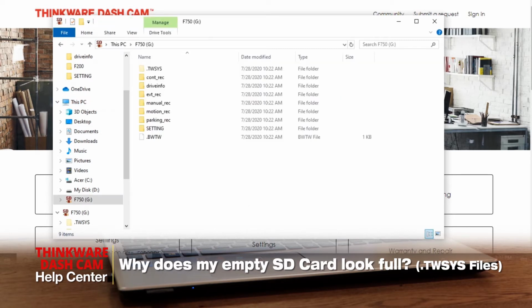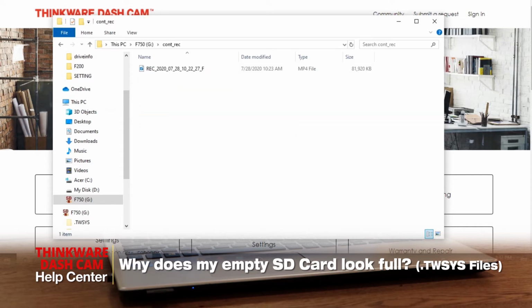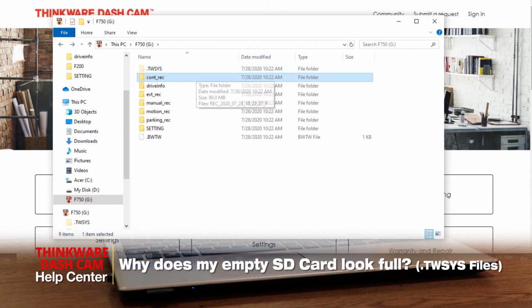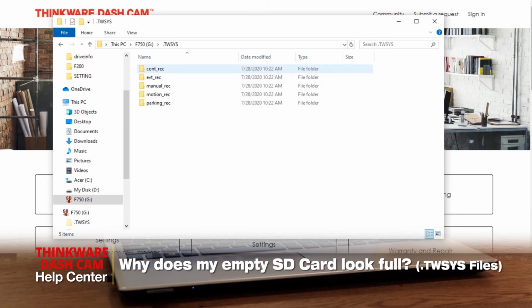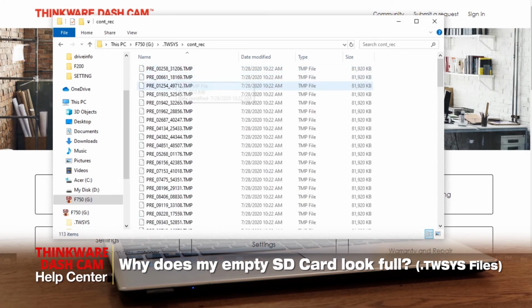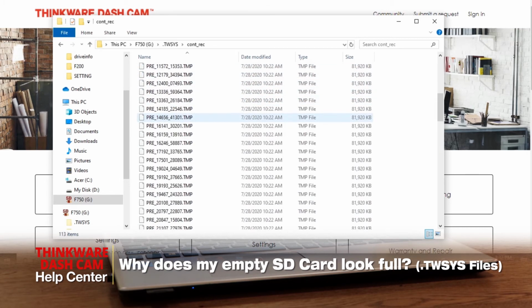However, once we go onto the card itself, there's only been one file recorded. So these temporary files here at the top are what's taking up all of this space. This is completely normal. These files actually serve as a backup to every file recorded to ensure that there's no corrupted footage. These cannot be deleted.